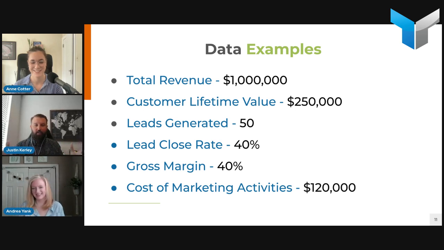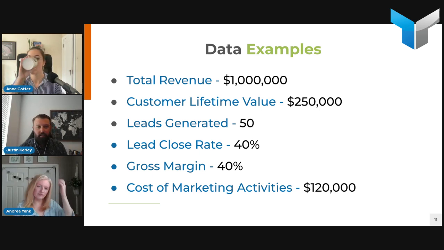I like to use nice big round numbers so that it's pretty easy to look at. So let's say from the leads that we generated from marketing, we've got $1 million in immediate revenue. That's contracts in. Let's say our average customer lifetime value is around $250,000. In this time frame, we generated 50 leads. We close them at a 40% rate, and our gross margin is also 40%. And then the cost of marketing activity looks a little weird, $120,000, but it really just comes down to we're spending $10,000 a month doing marketing.